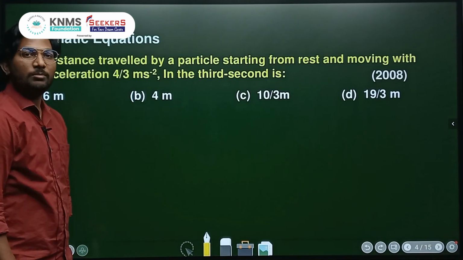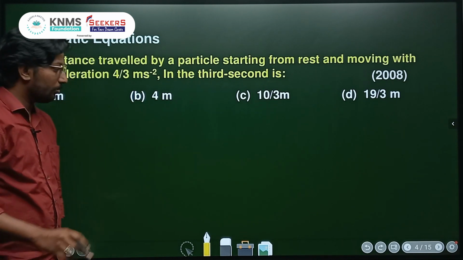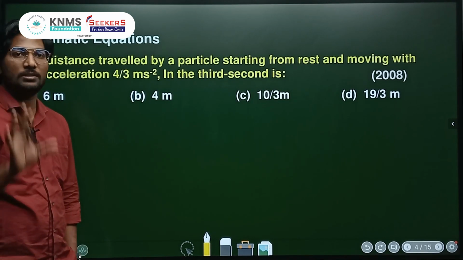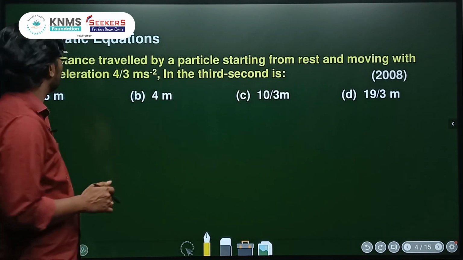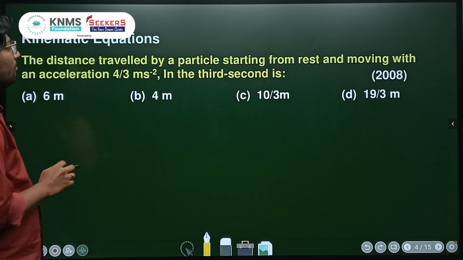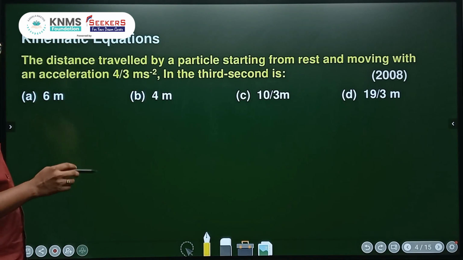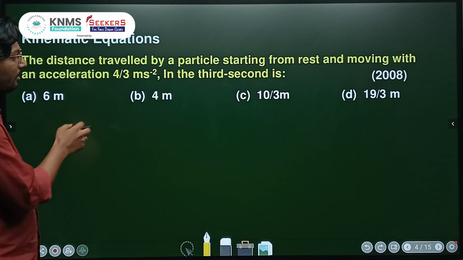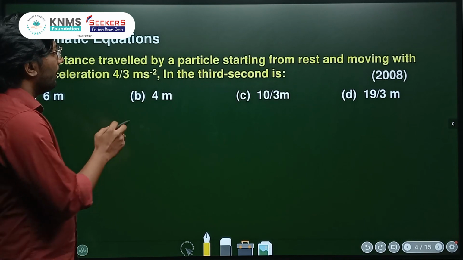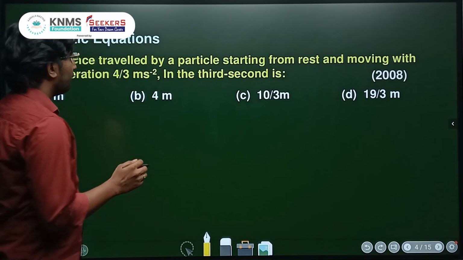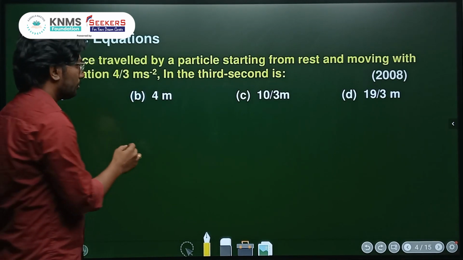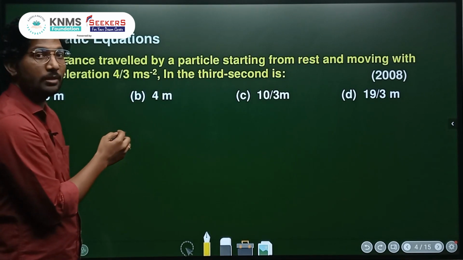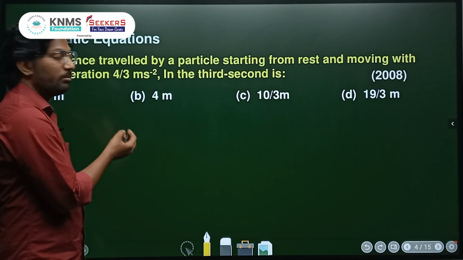So let's do some questions based on kinematic equations. In the previous slide we saw the necessary equations relevant for this. We will see some previous year questions based on this. The question says, distance traveled by a particle starting from rest and moving with an acceleration 4/3 meter per second square in the third second is. They are first of all saying the acceleration is 4/3, which is a constant. So we can know that this question can be sorted out using the kinematic equations.